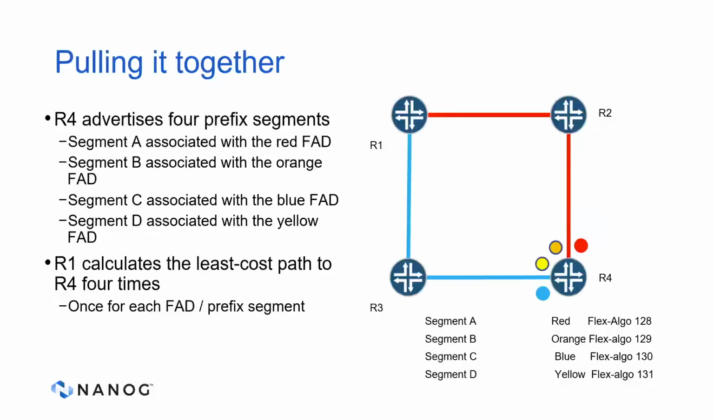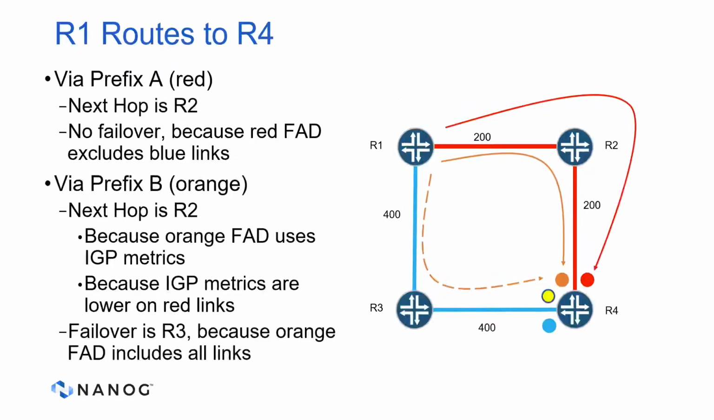And now we can see how the flex algo paths are calculated for each of the segments. So we have 4 segments, A, B, C, D for red, orange, blue, and yellow respectively. Segment A is associated with red, B with orange, C with blue, and D with yellow. And then R1 calculates least cost path to R4. Now this time there are 4 flex algos, so the path is calculated 4 times.